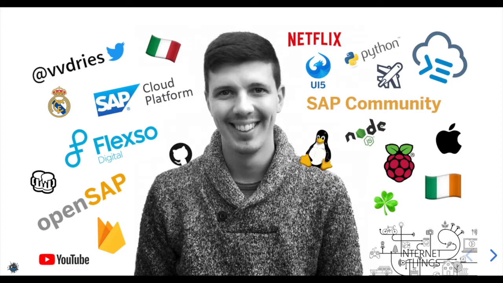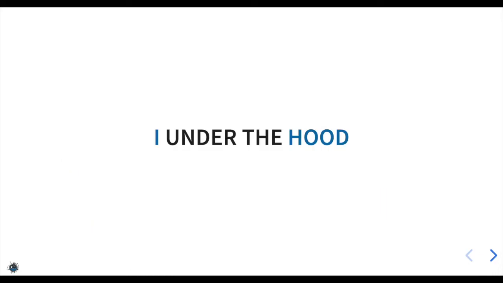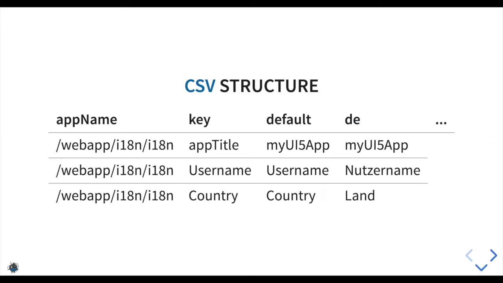Time to get started. So, what's under the hood of this Node.js application? Well, actually, there's only one single simple CSV structure. Like we all know, CSV files are structured based on columns and rows, and they do have delimiters. But let's have a look at this structure.